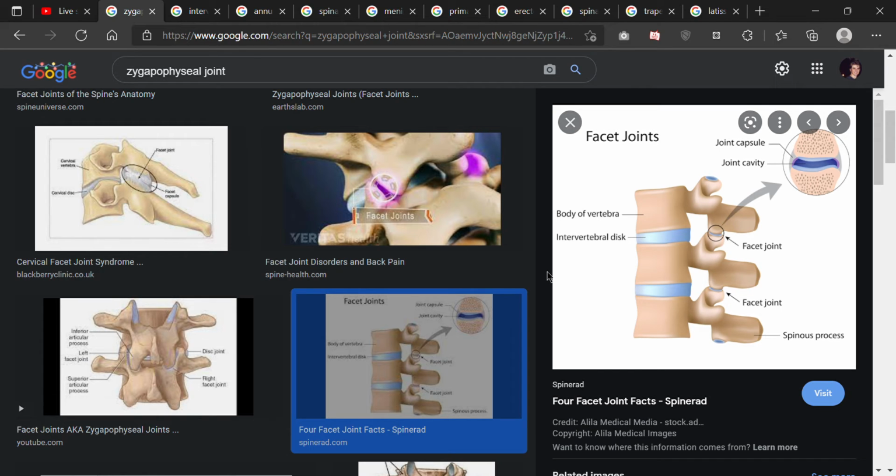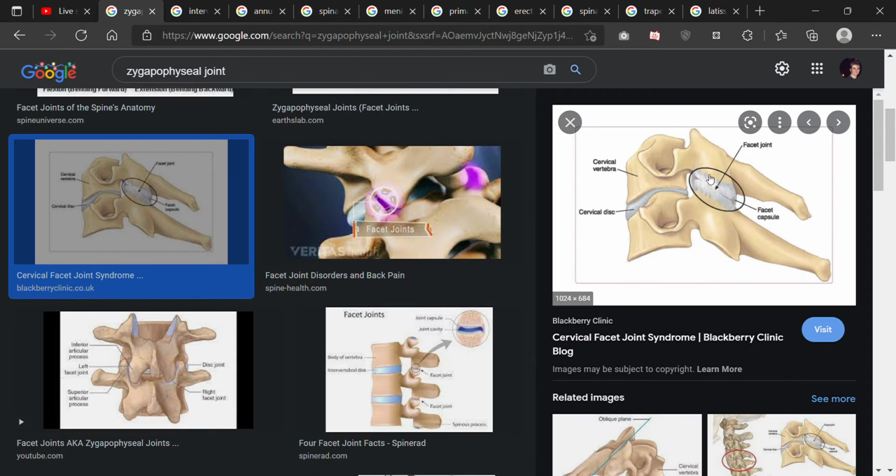Interestingly, this is an innervated spot in the body. You can feel pain here, and it does have nociceptors, so it is important for proprioception and has nerve endings. Yeah, it is innervated. So that is the facet joint, or the zygapophyseal joint.